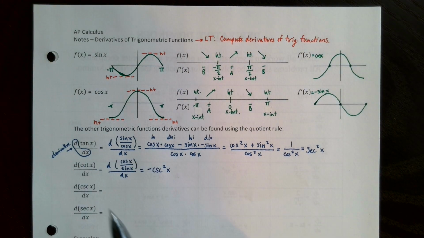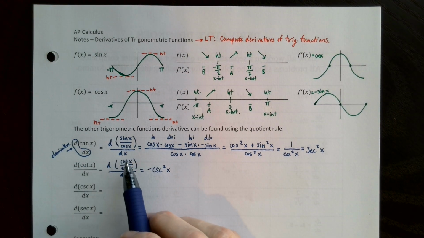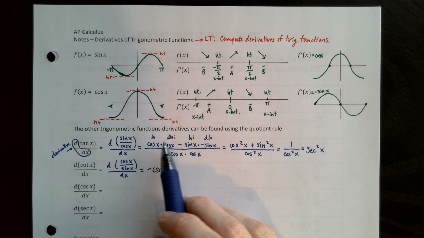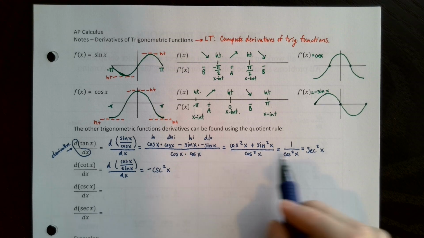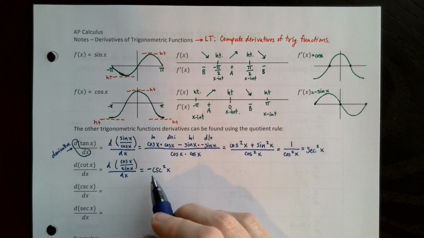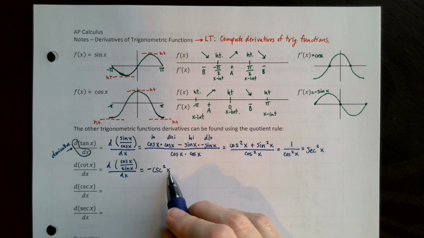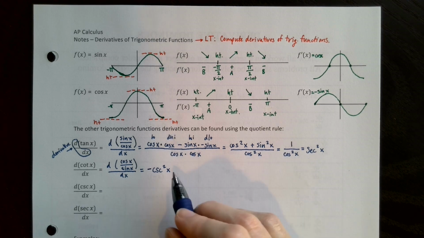To find the derivative of cotangent, we would approach it in very much the same way, knowing now that cotangent is cosine over sine. And if you go ahead and do this quotient rule and simplify using that trig identity, you are going to get negative cosecant squared of x. So I challenge you to try that one off to the side and see if you can get it.